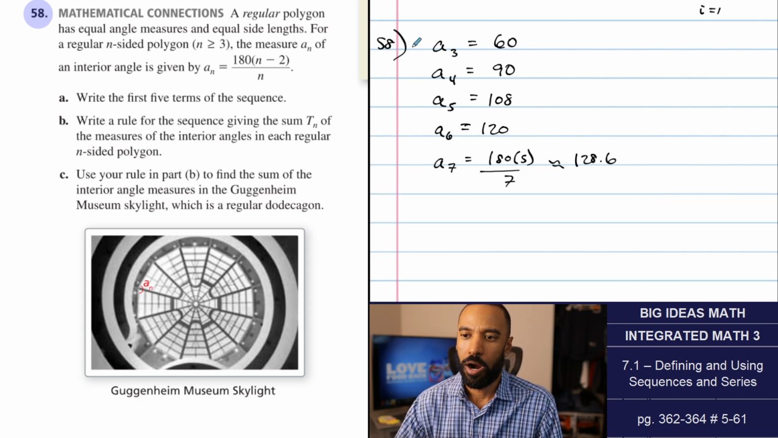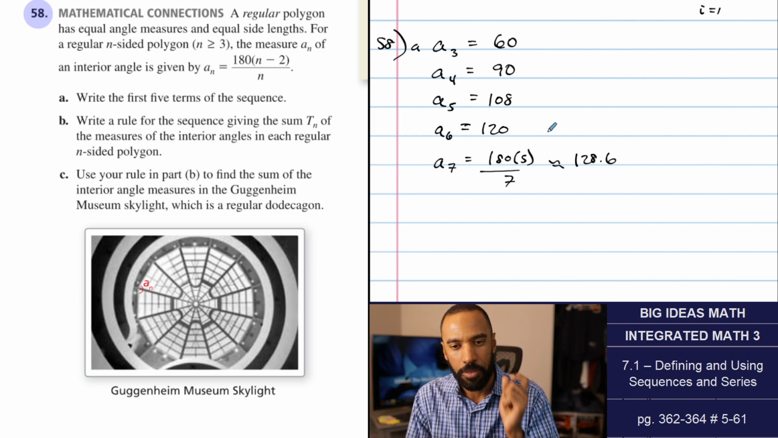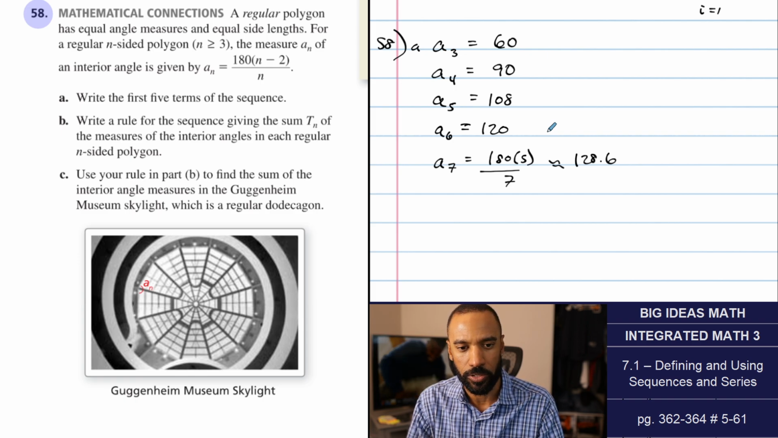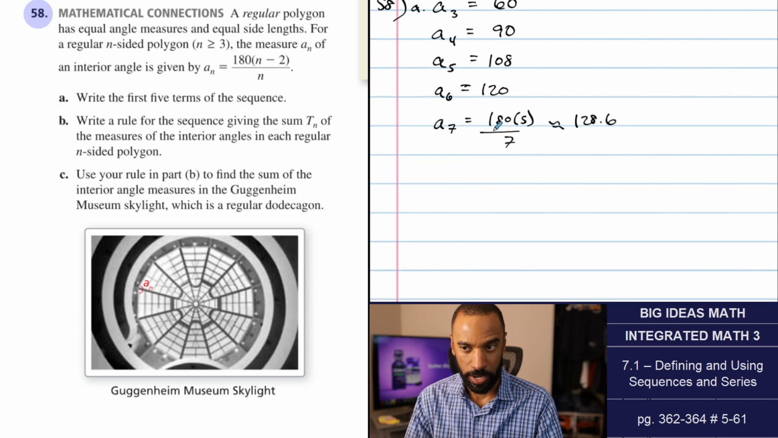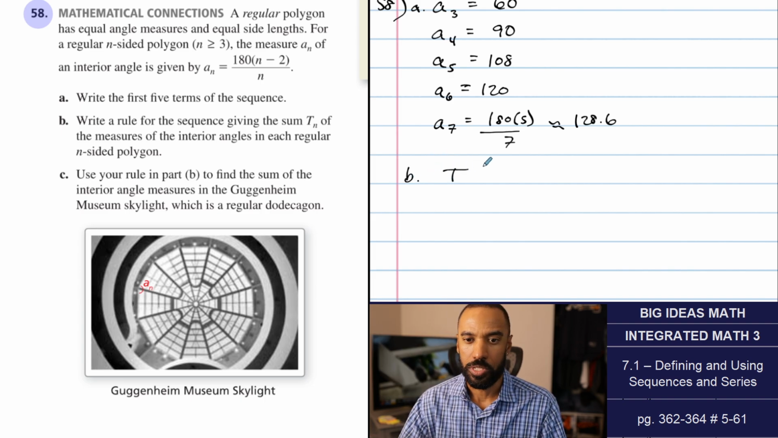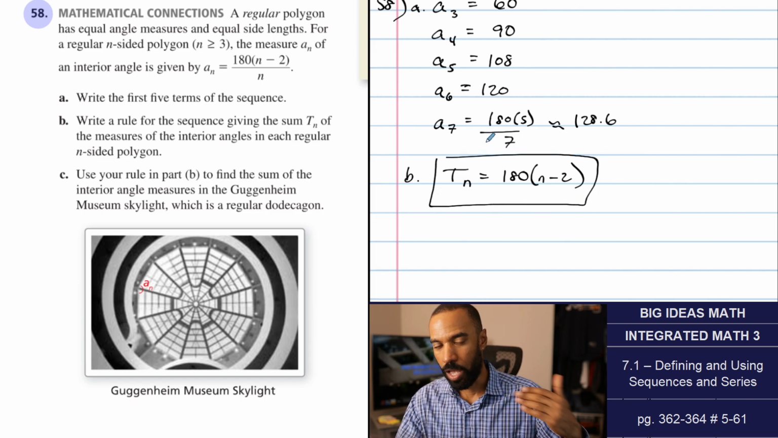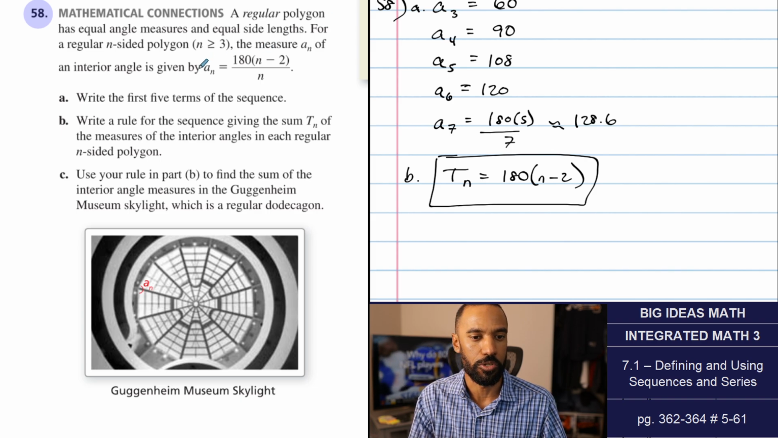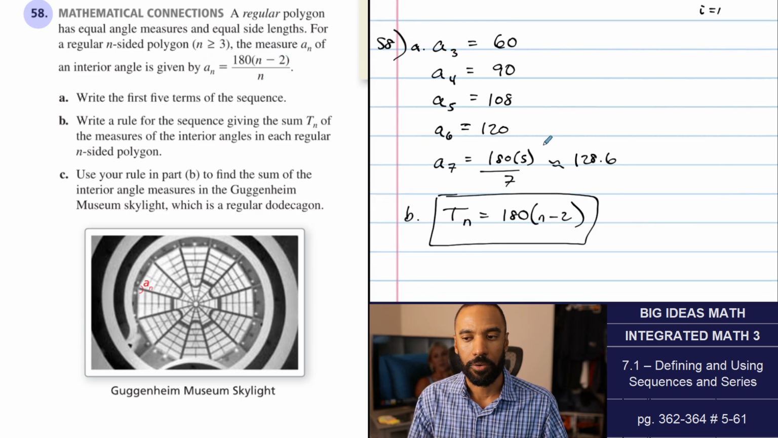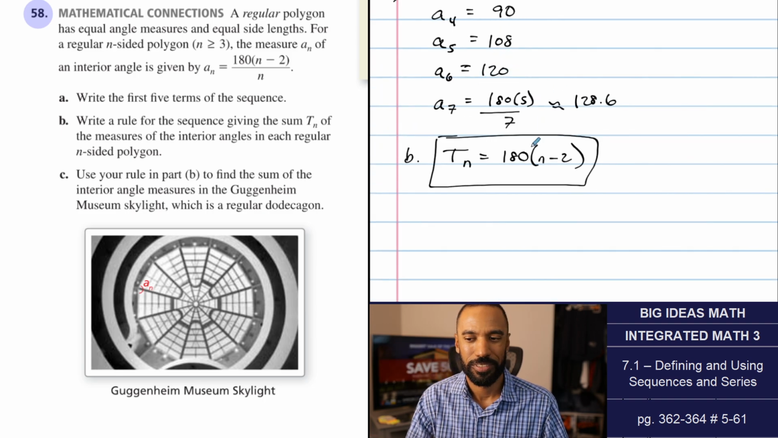That's part A. Part B, write a rule for the sequence giving the sum t sub n of the measures of the interior angles in each regular n-sided polygon. Well, I already know what it is. Can I just say it? I mean, you guys would probably know what it is as well. So t sub n in this case is just 180 times n minus 2. You ditch the over n part. You're not dividing by the number of sides there are anymore. So it's this formula. You just don't divide by the number of sides anymore. I don't know if I'm supposed to be using these in a greater way to get you that answer. We just know that's what it is. Anyway, I'm just going to use that.